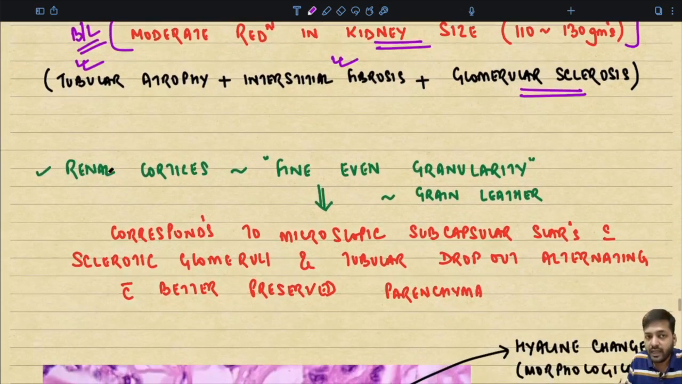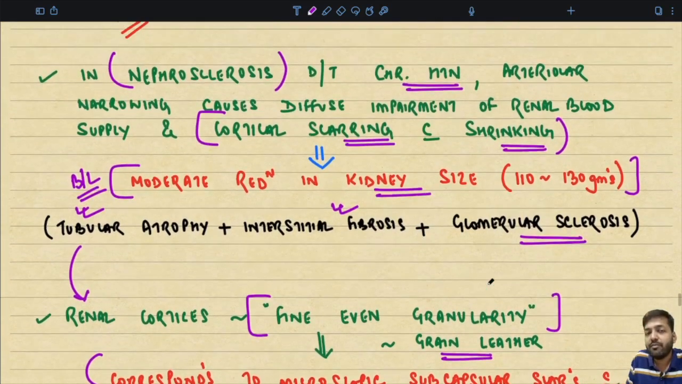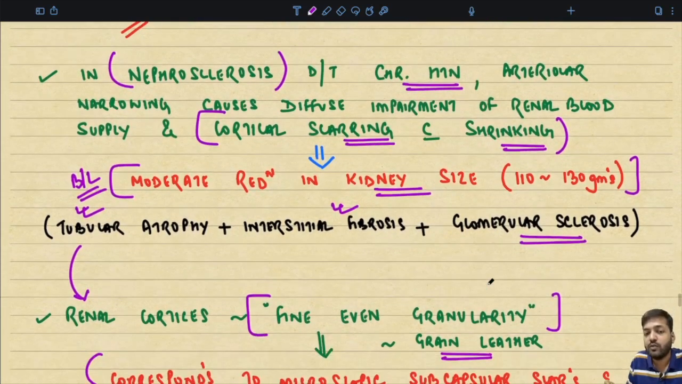Now, in nephrosclerosis, this is the continuation. The renal cortex, grossly, will show fine even granularity, that is, grain leather granularity is seen, and this granularity corresponds to microscopic subcapsular scars with sclerotic glomeruli and tubular dropouts alternating with better preserved parenchyma. So these are the two very important findings in nephrosclerosis. Grossly you will see fine even grain leather granularity, and microscopically you can see glomerular sclerosis along with interstitial fibrosis and tubular atrophy.